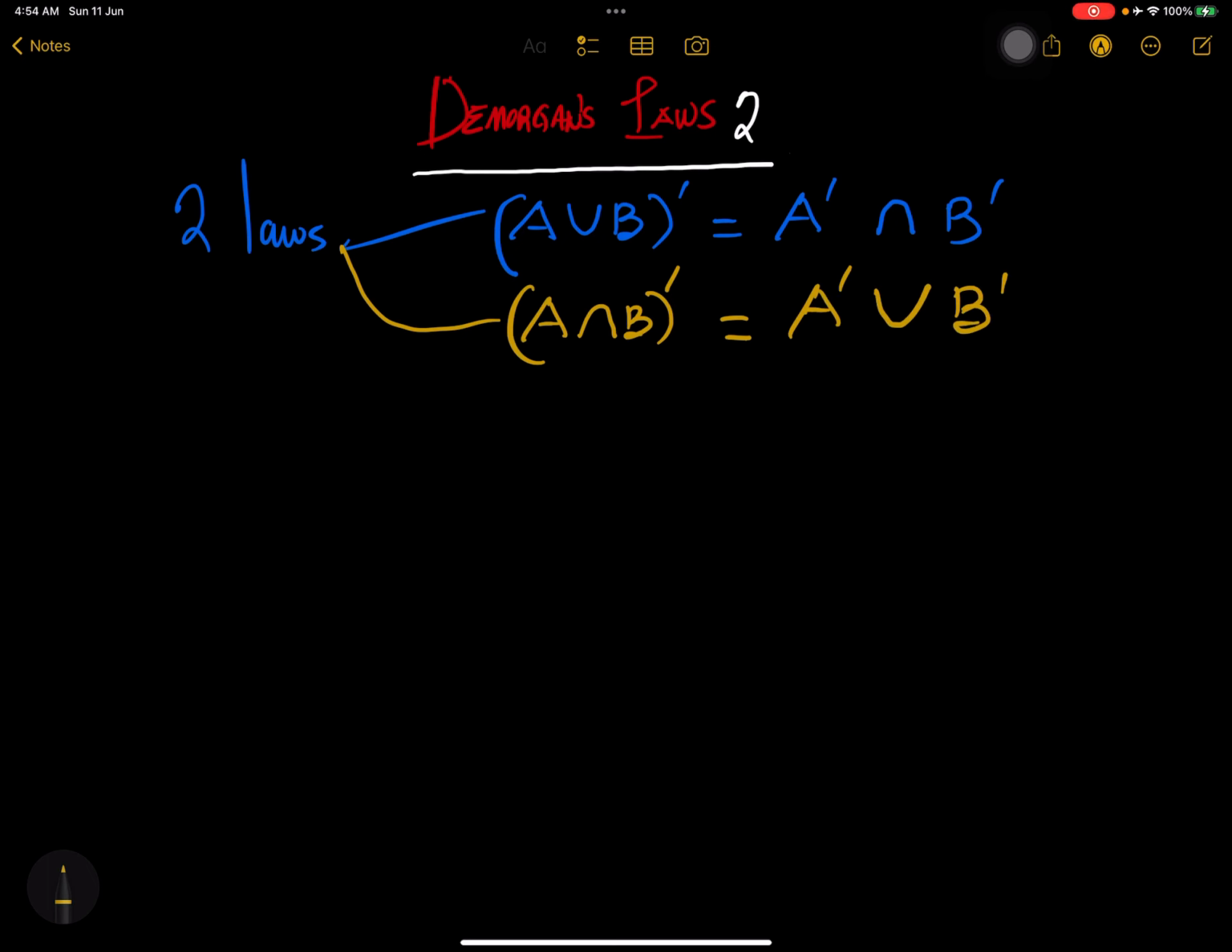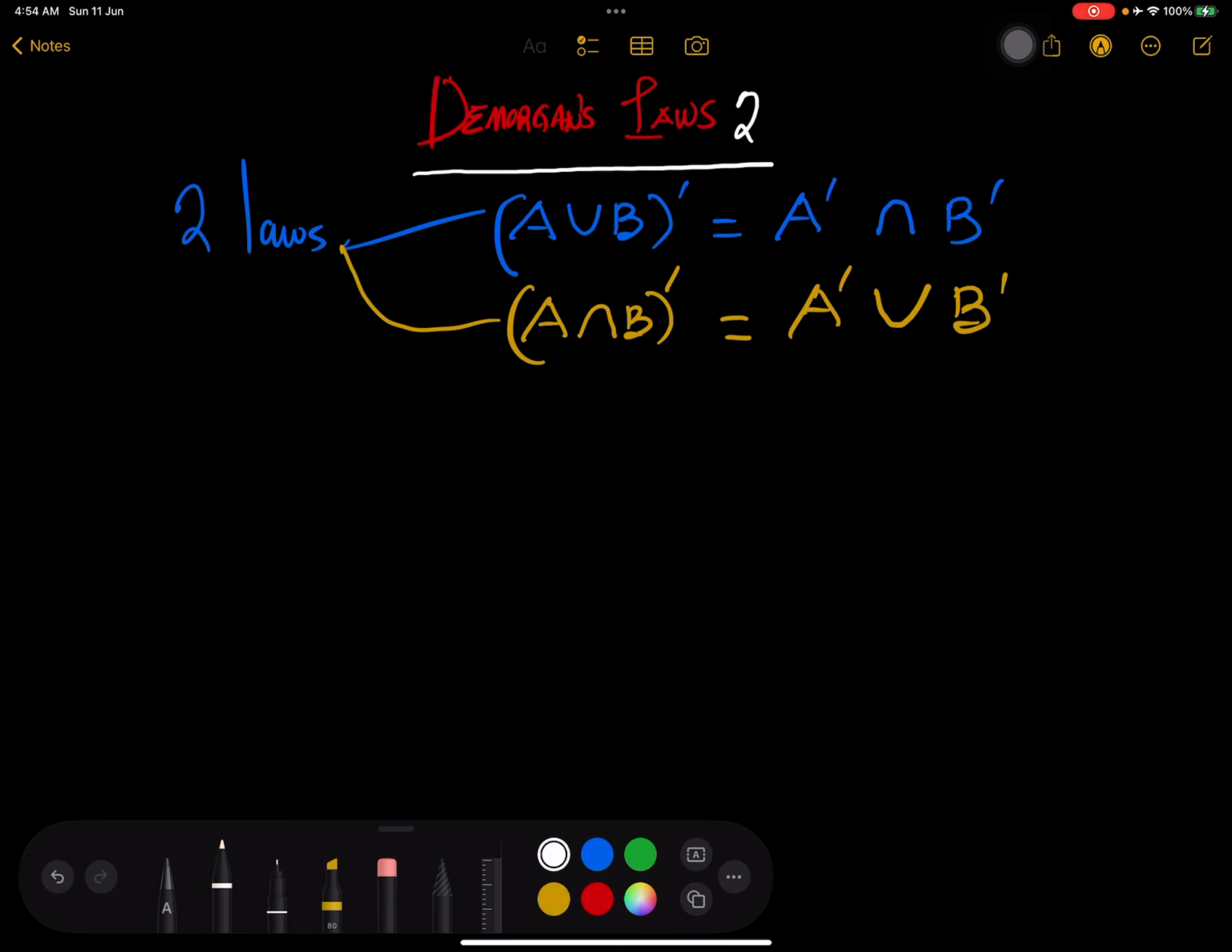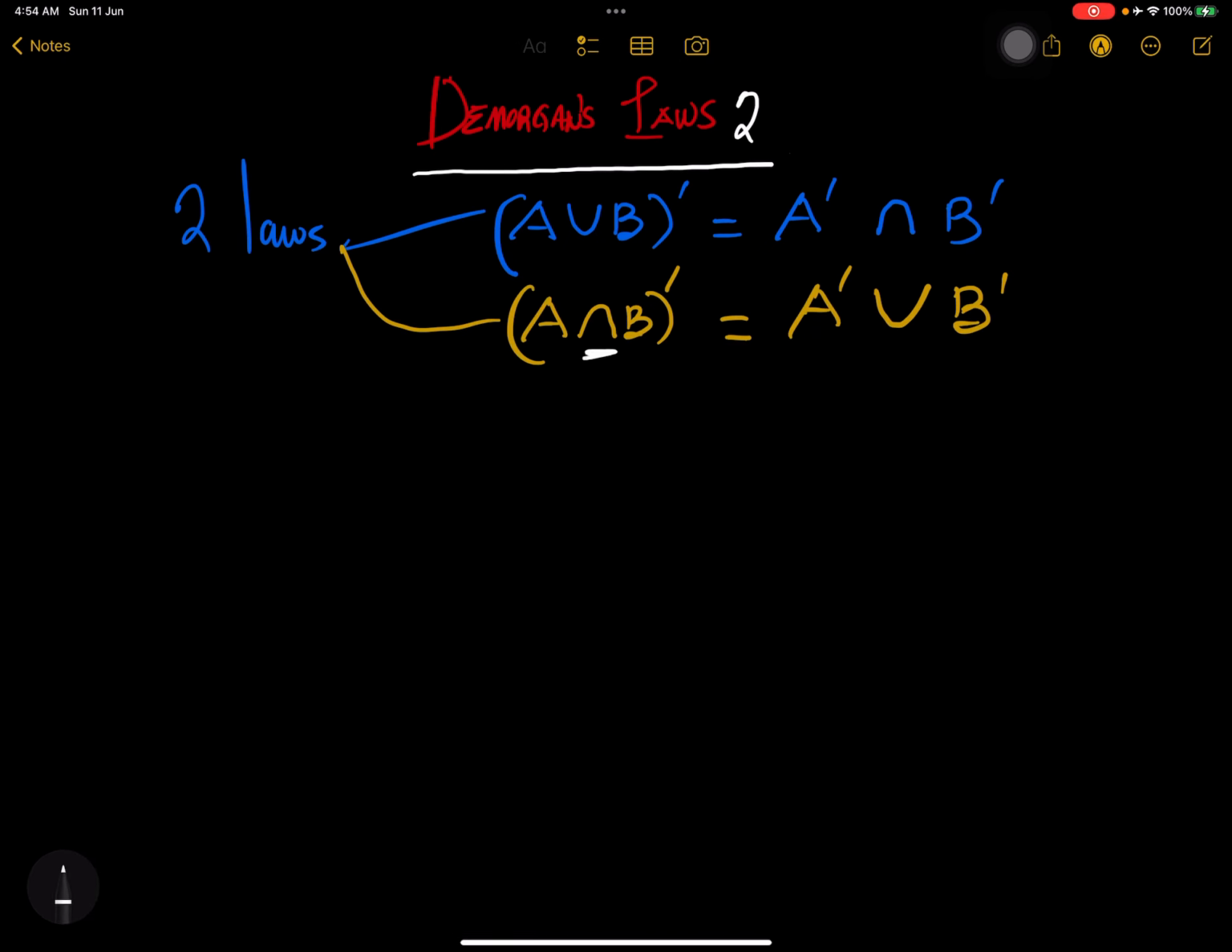The trick here is the sign. When you have an intersection here with the entire complement, the sign changes. So intersection becomes union here, and union becomes intersection. However, the same concepts remain the same. You see this A complement, B complement, right here. What changes is the sign.